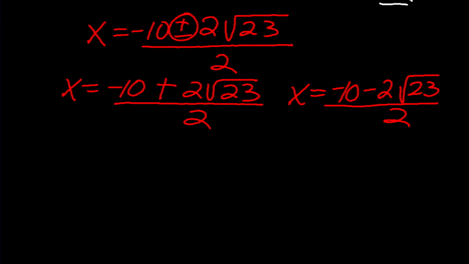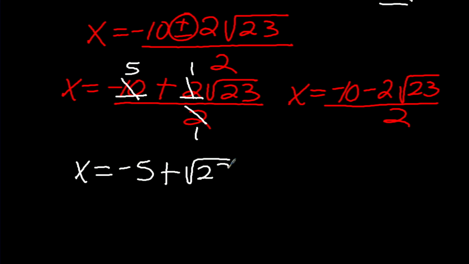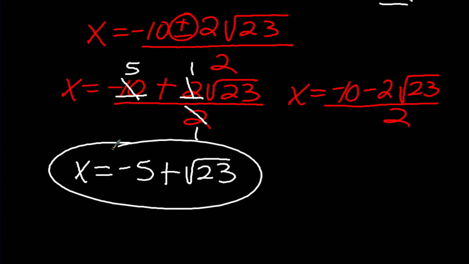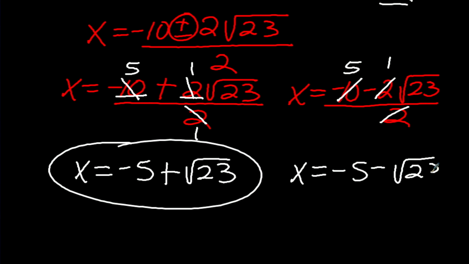So notice on both these answers, this portion is divisible by 2, and that's divisible by 2. So I could divide 2 into 10. 2 goes into 2 one time. 2 goes into negative 10 5 times. And 2 goes into 2 one time. So that makes my answer here x equals negative 5 plus the square root of 23. So there's one solution. And then I have x equals 2 goes into 10 5 times. 2 goes into 2 one time. So I'm going to have x equals negative 5 minus the square root of 23.